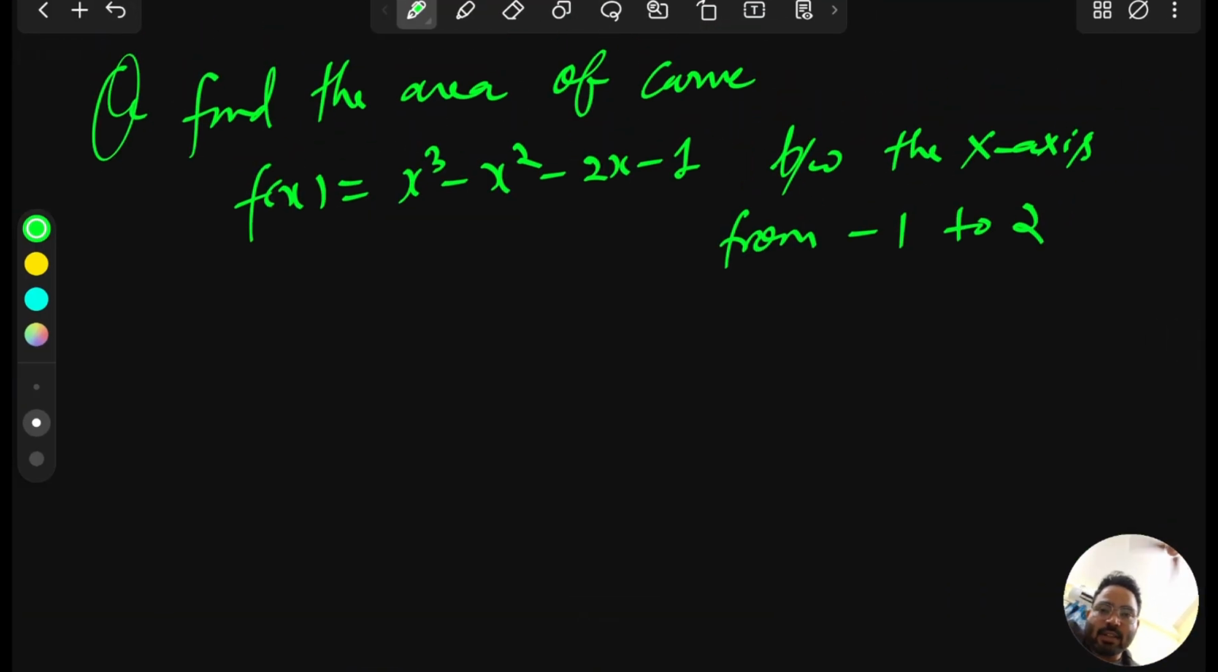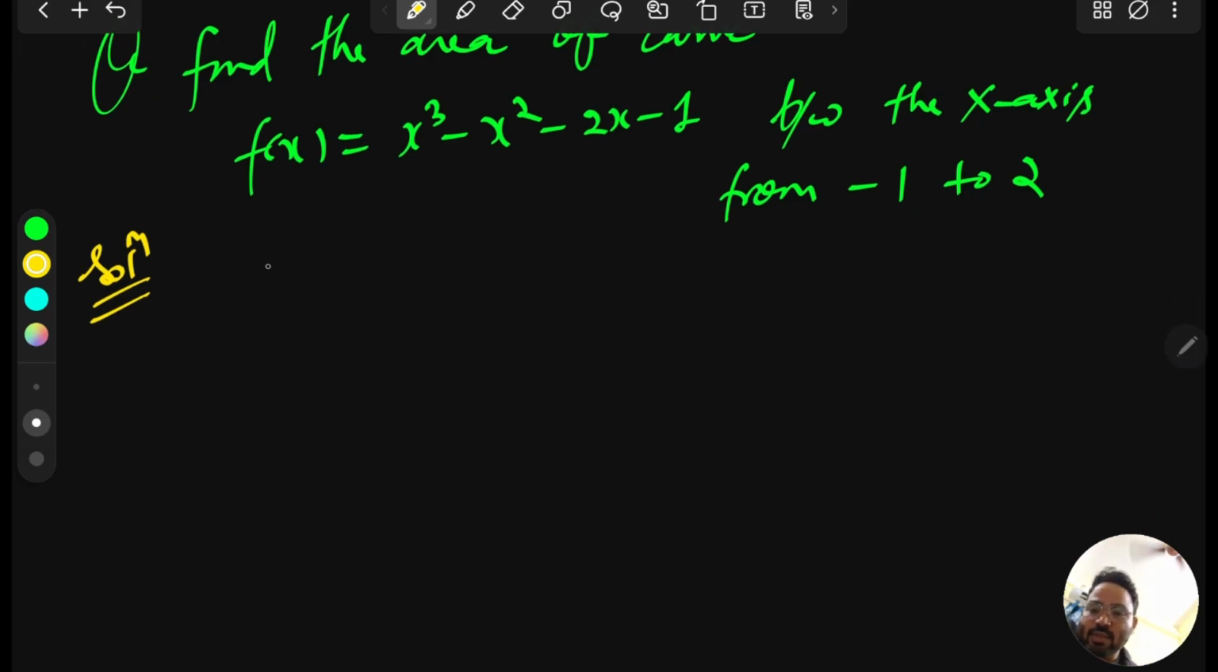So first of all, let's check that this function doesn't have a zero, because if this function has a zero, then it might change sign. That's why we will check whether this function has a zero or not. So let's check x cube minus x square minus 2x minus 1 equal to 0.